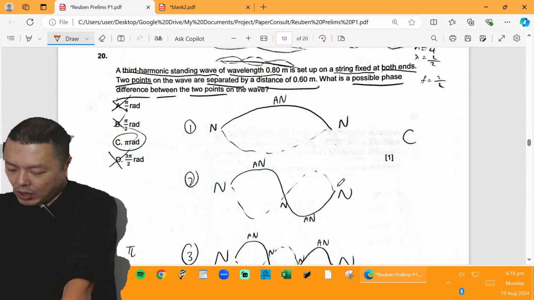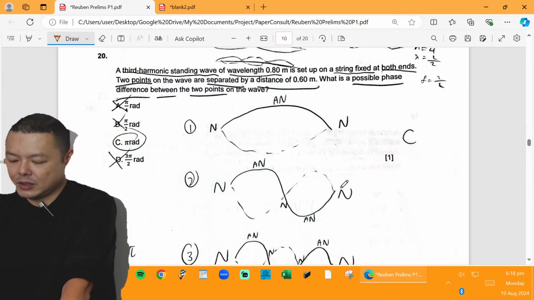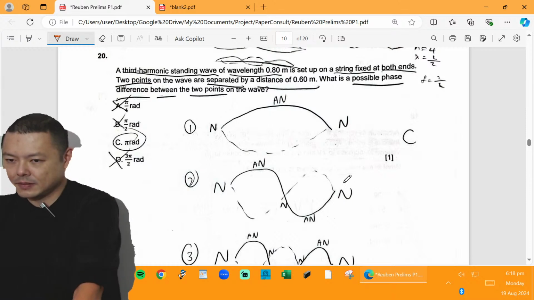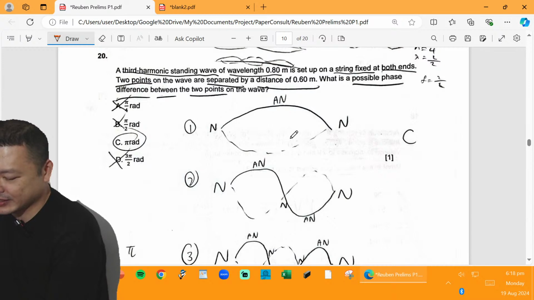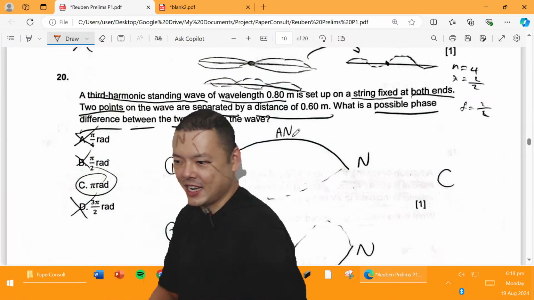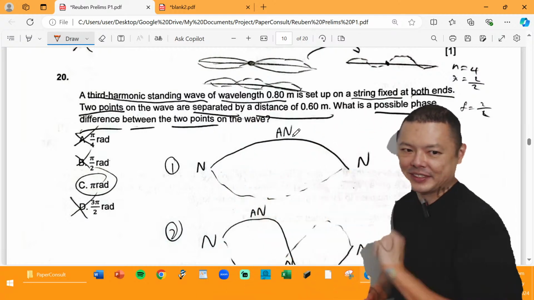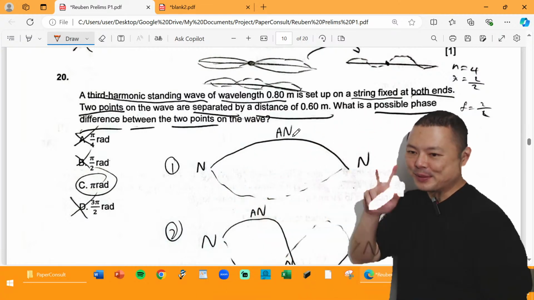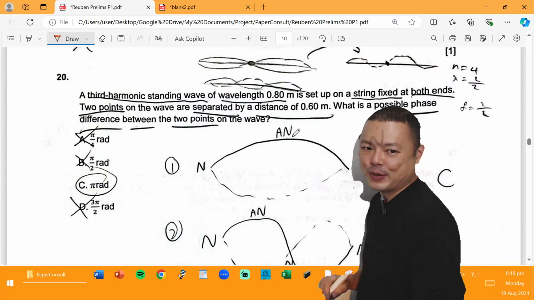20 is a commonly asked question. Shall I go through 20? Okay. 20 can be a 2-second question. Okay, let me show you why it is a 2-second question.